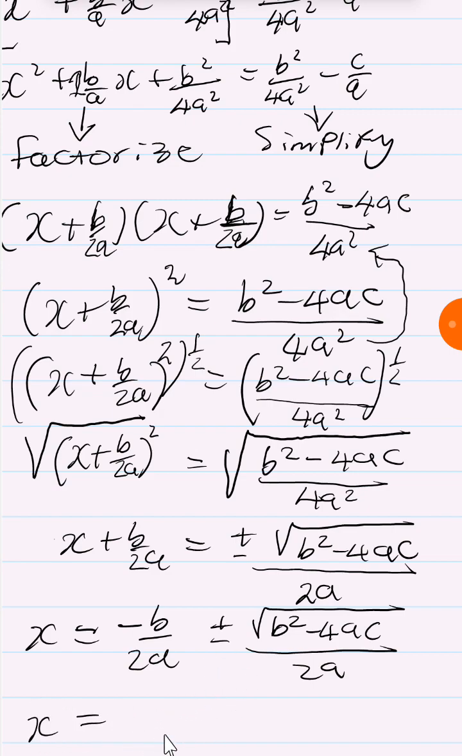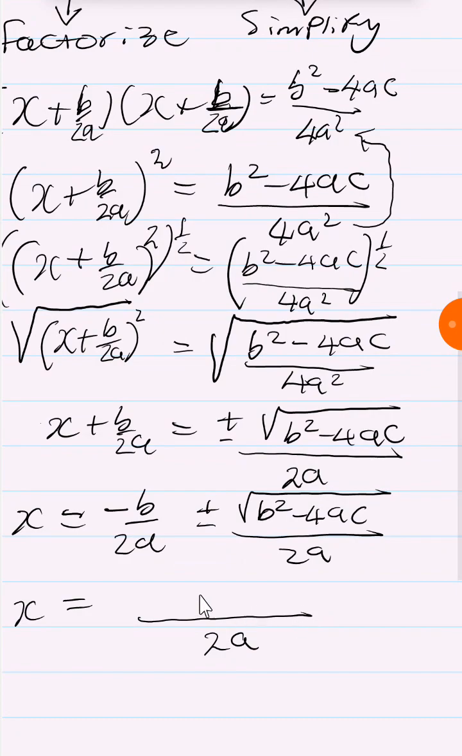The lowest common denominator of this expression is 2a. 2a into 2a is 1, 1 times negative b is minus b, plus or minus root, 2a into 2a is 1, 1 times b squared minus 4ac is b squared minus 4ac.